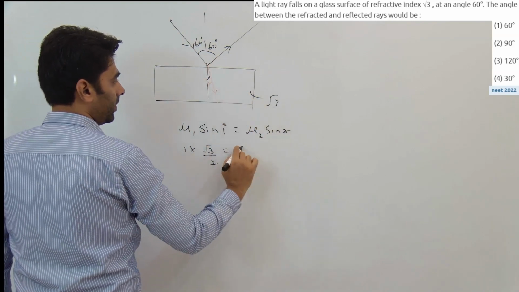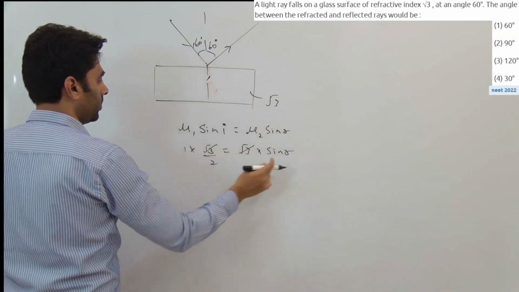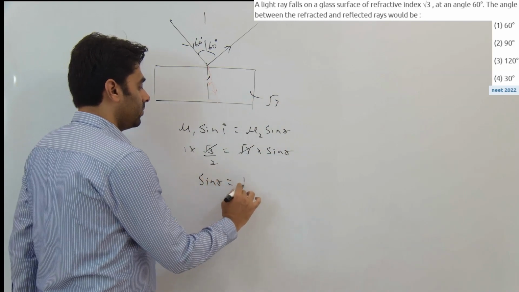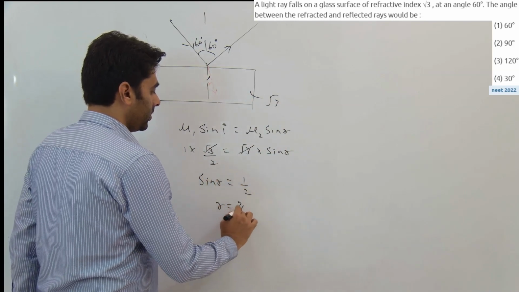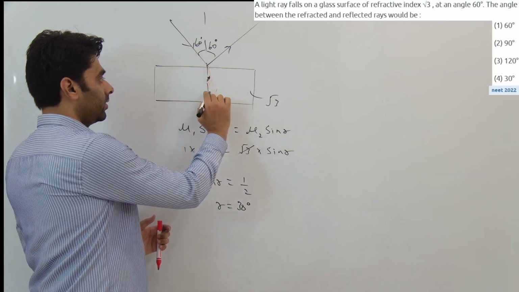Mu2, the refractive index for this one, is root 3 into sin r, right? Root 3 cancels, and the sin r value comes out to be 1 by 2. Sin r is 1 by 2, that implies r is 30 degrees. We got r as 30 degrees, so this angle is 30 degrees.